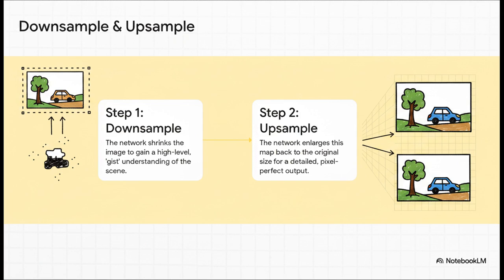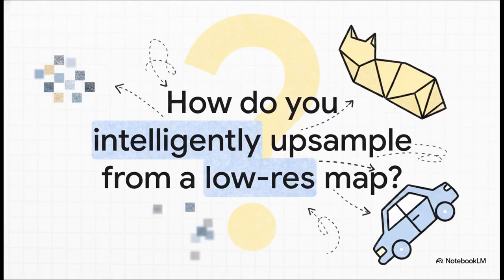Then, in step 2, it cleverly reverses the process. It upsamples that simple, coarse map back up to the original size, creating the final, detailed output. And that just leads to the key question, right? Once you've squished all that information down, how do you blow it back up without it just looking like a blurry, blocky mess? How do you intelligently upsample?